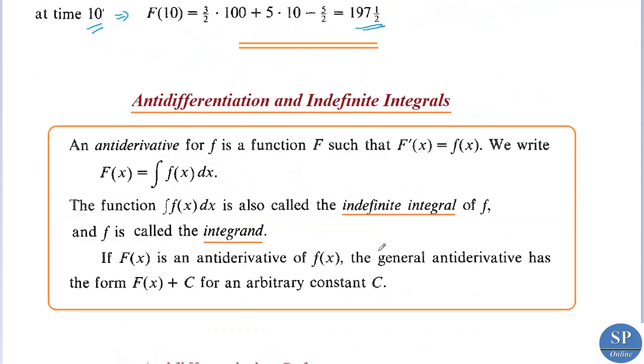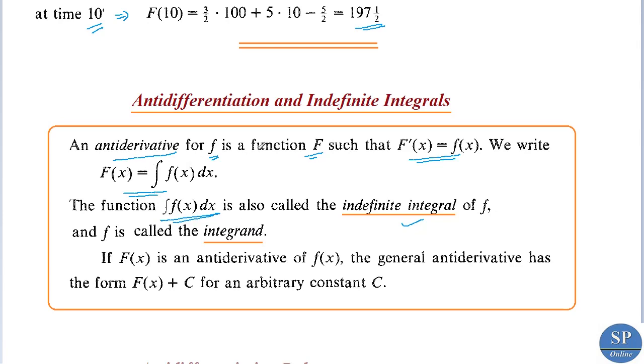Now, anti-differentiation and indefinite integrals. An antiderivative of a function f is a function F such that F dash of x is equal to f of x. Here we can write capital F of x is equal to this symbol, that is, the integral of f of x. This function, the integral of f of x dx, is also called the indefinite integral of f, and the small f is called the integrand.